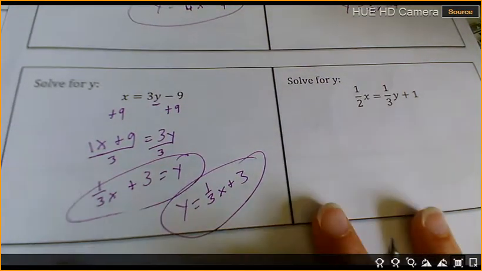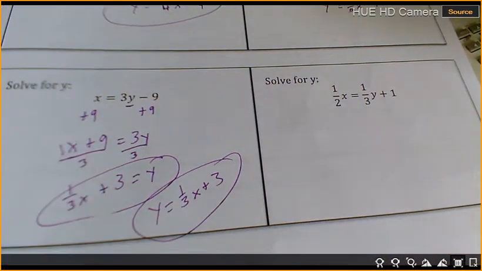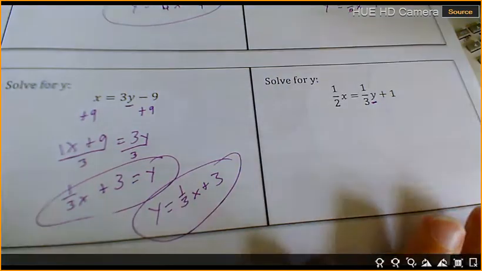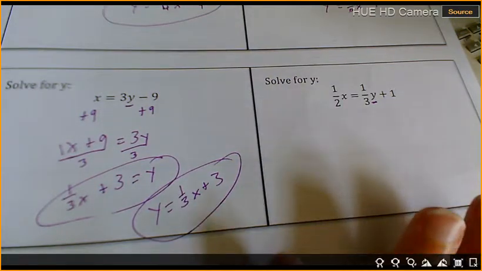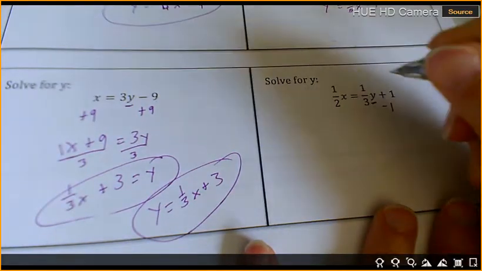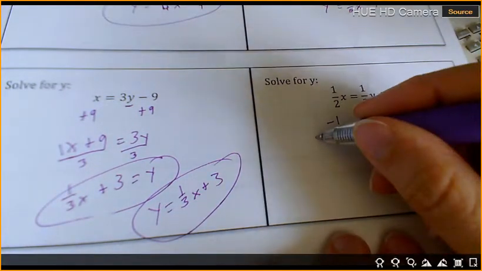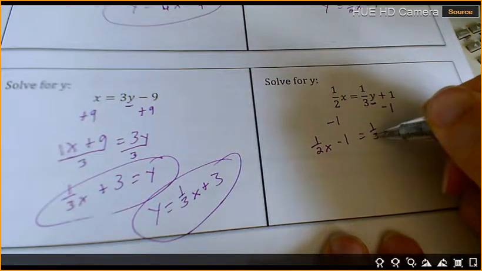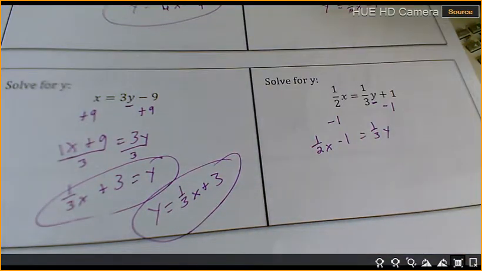Okay, now our fun and exciting fraction. We want to get y all on one side. What do I do first? Yes? -1. So I get 1/2 x minus 1 equals 1/3 y. How do I get rid of that 1/3? Times it by 3. Perfect.